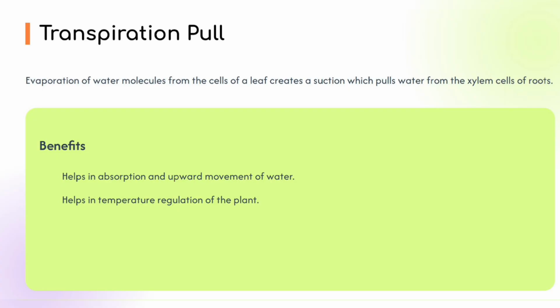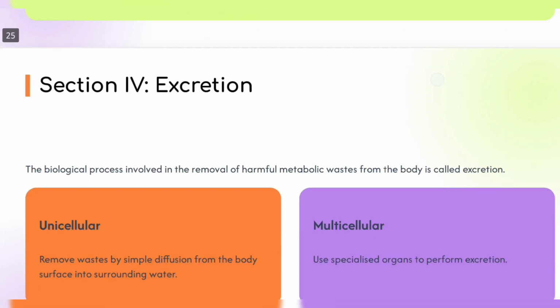And the benefits of transpiration: it helps in continuous absorption and upward movement of water. And it also helps in cooling the plant, just like sweating cools our body. This shows how plants cleverly use evaporation for their transport needs. Now next we will study excretion.